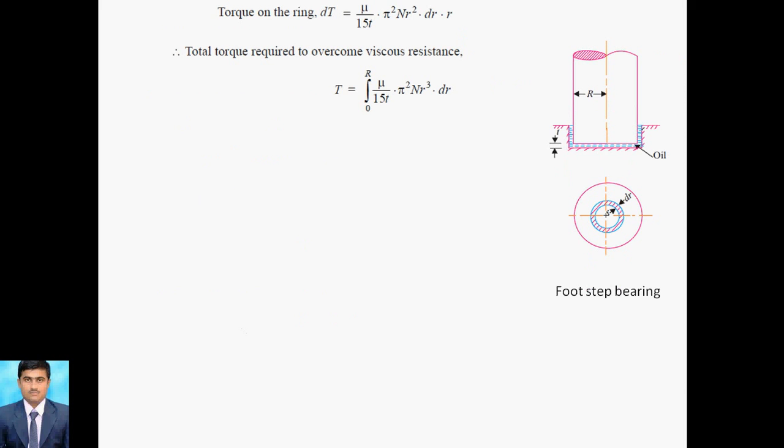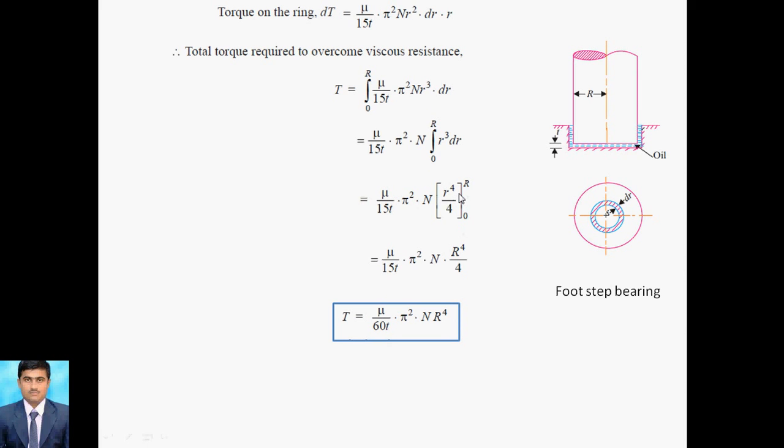Now we integrate from 0 to r, so this is the torque required to overcome this resistance. We put the value directly: integral from 0 to r of r cube dr. Instead of r cube, the integration gives r to the power 4 divided by 4, with limits 0 to r. This is the final solution for the collar bearing. Now the power absorbed by the entire bearing is P equal to omega T.